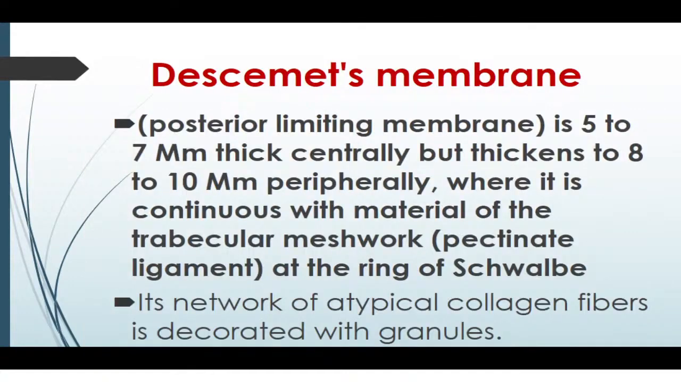The posterior limiting membrane of the cornea is ordinarily 5 to 7 micrometers thick centrally, but thickens to 8 to 10 micrometers peripherally, where it is continuous with the material of the trabecular meshwork, the pectinate ligament, also known as the ring of Schwalbe. Schwalbe is a German scientist who described it. Its network of atypical collagen fibers is decorated with granules.